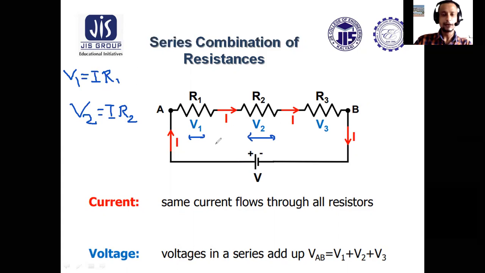May not be same. So what should be the total voltage? Total voltage will be divided in all these three. So total voltage V equals V1 plus V2 plus V3. Okay. So for series connection, current will be same through all the elements, but supply voltage or total voltage will be equal to sum of all the voltages across each element.